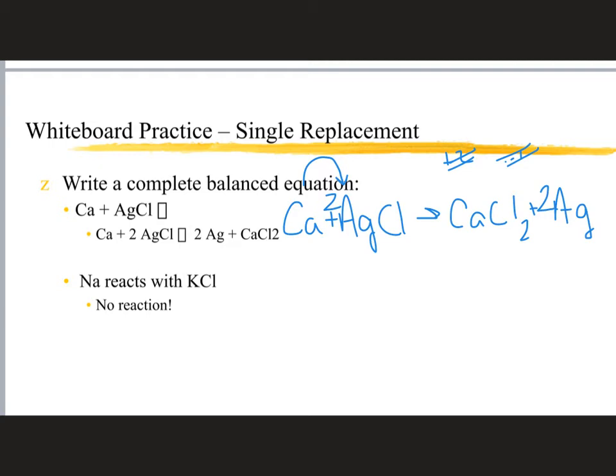For the next one, we're looking at sodium trying to replace potassium in potassium chloride. And if you check the activity series, you can see that potassium is higher than the sodium, so therefore no reaction.